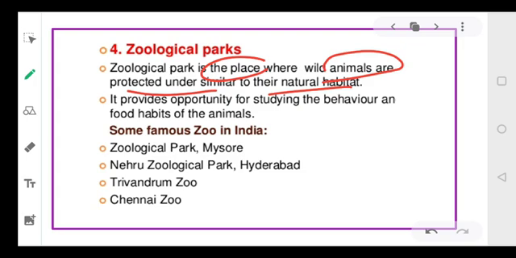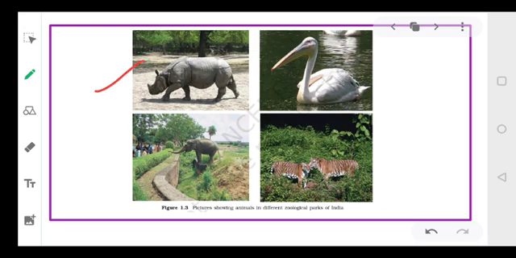It also provides an opportunity for different people, even common people, to observe the behavior and feeding habits of those animals. We have different types of zoological parks, famous zoos like the Zoological Park in Mysore, then Nehru Zoological Park in Hyderabad, then Trivandrum Zoo, Chennai Zoo. Small children really enjoy it when they go to the zoological park. Rhino is there, elephant is there, then you have tigers, swans, all kept in their natural habitat. People can visit and see them, right?